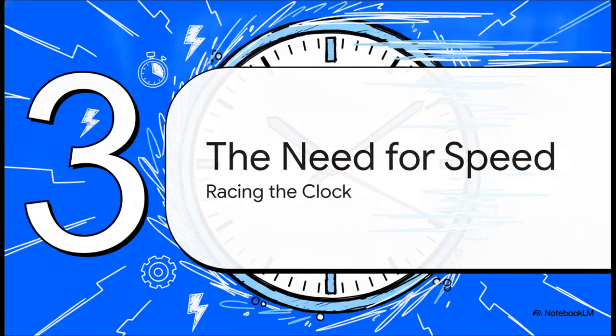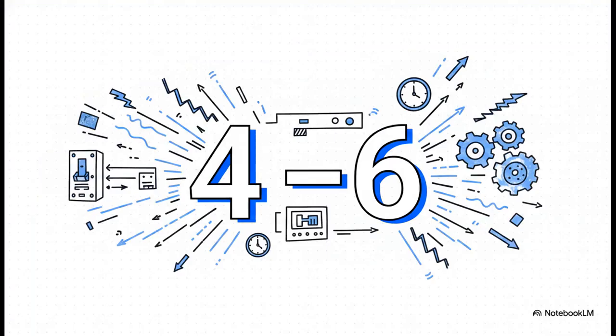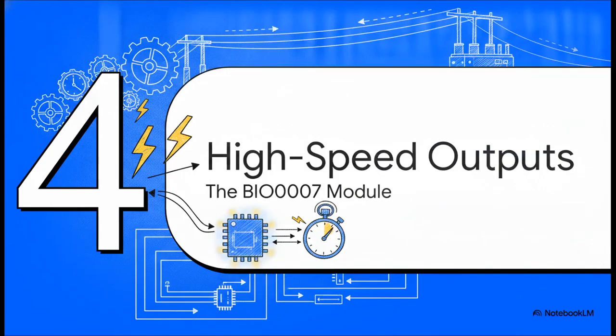Which brings us to Section 3, the need for speed, racing the clock. 4 to 6 milliseconds. In our day-to-day lives, that's literally imperceptible. But in power system protection, it's a total game changer. 4 to 6 milliseconds is the exact amount of time you can save on trip signal propagation just by upgrading your physical output hardware.